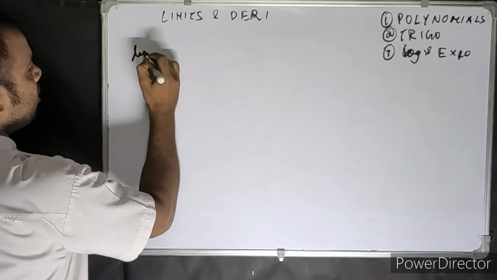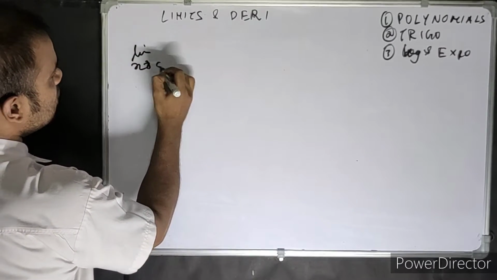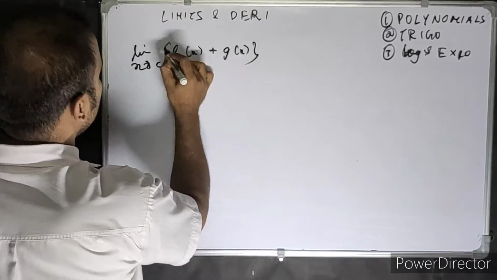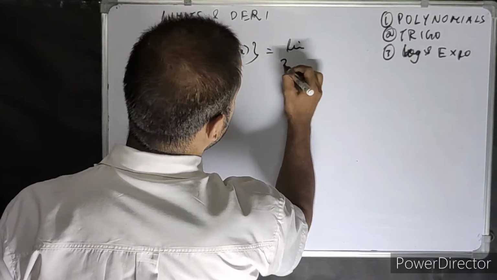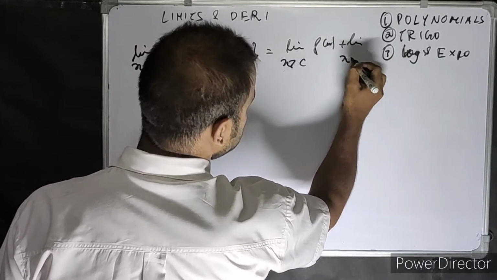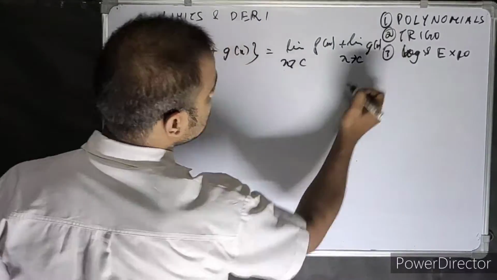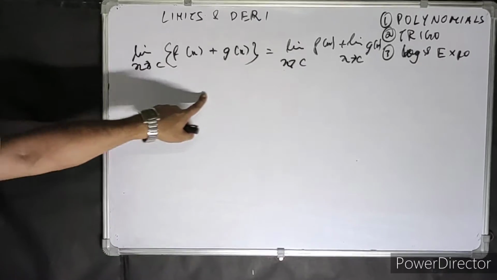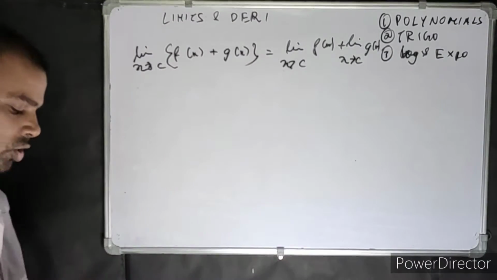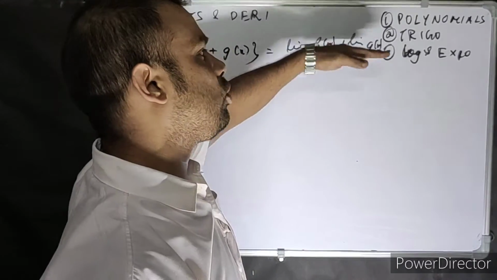That is like limit x tends to c of f of x plus g of x, the whole thing, is equal to limit x tends to c of f of x plus limit x tends to c of g of x. Now, like this type of formulas I was giving you, what I want you to do is to split the formulas into three parts.